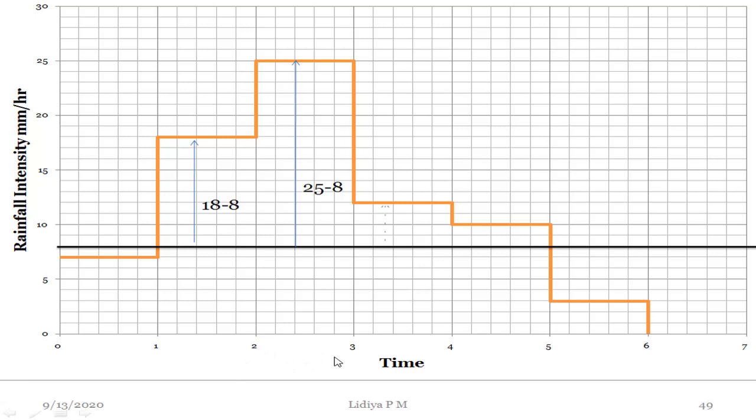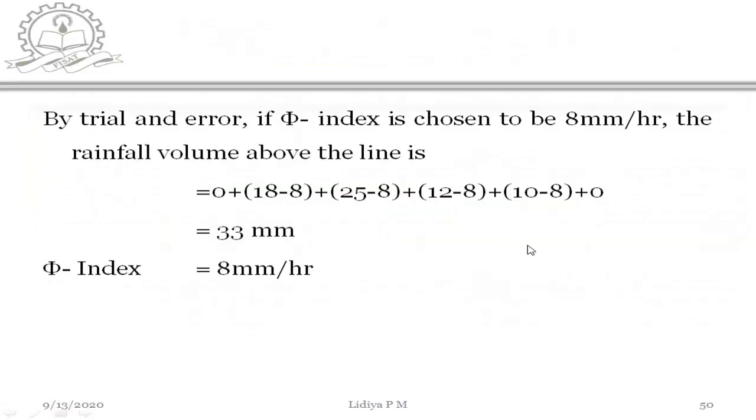Then next one, it is 12 minus 8. Next one, it is 10 minus 8, and here there is no runoff. So here the runoff, it is 0. You can add all these values and check whether we are getting the value as 33 mm or not. So I'm calculating the value, I'm getting it as 33 mm.